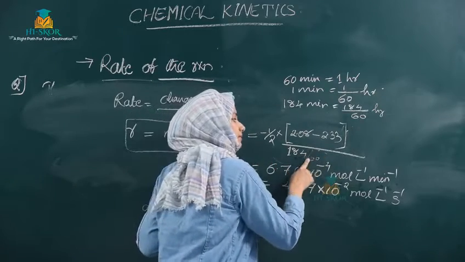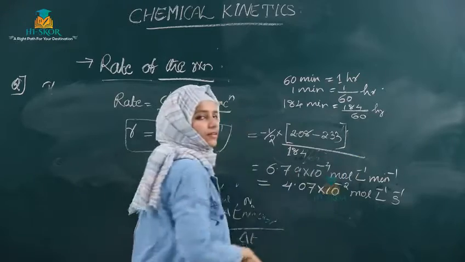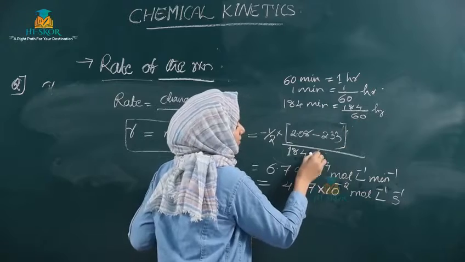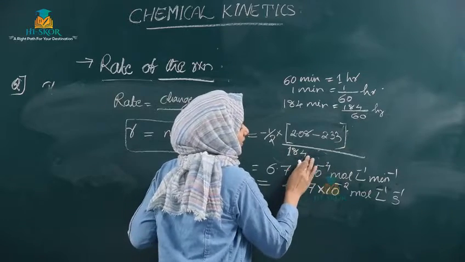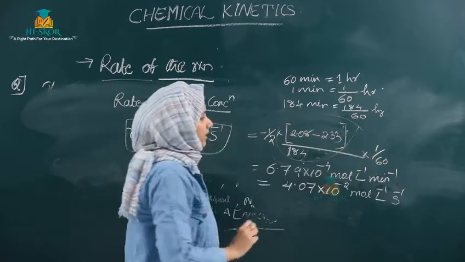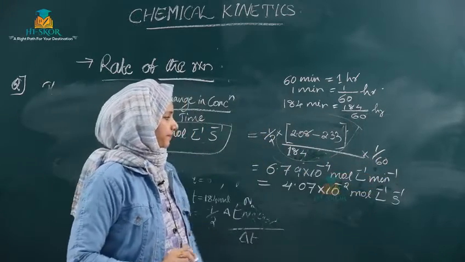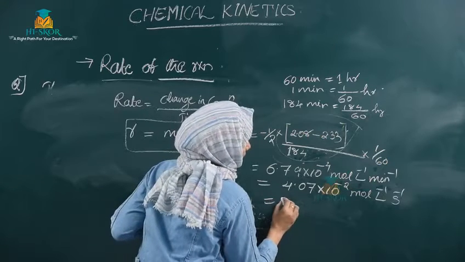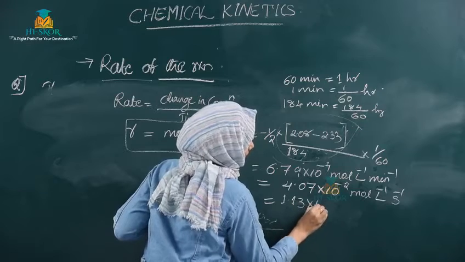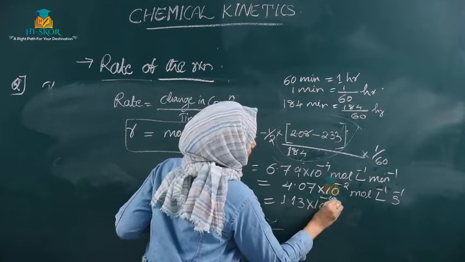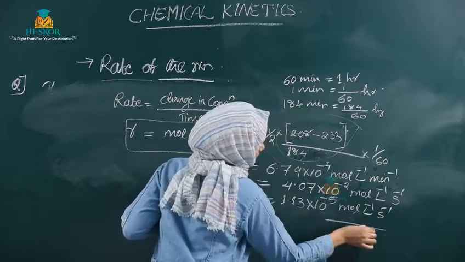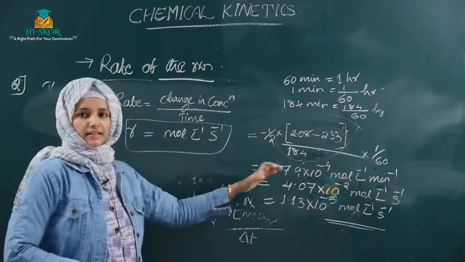So when we do this mathematically, it will be divided by 60, sorry. So 184 divided by 60, that is 184 into 1 by 60. What do we do with the answer we found earlier? Divide by 60. So the answer is 1.13 into 10 raised to minus 5 moles per liter per second. So this is the rate of the reaction.